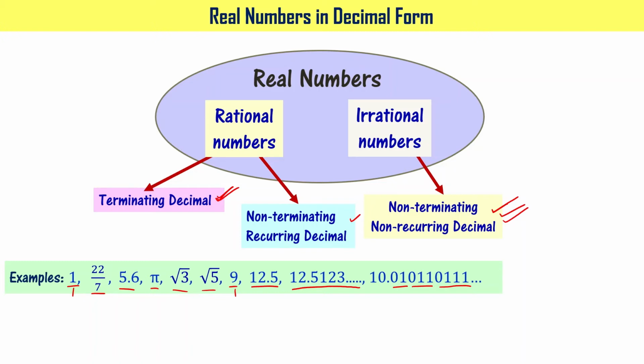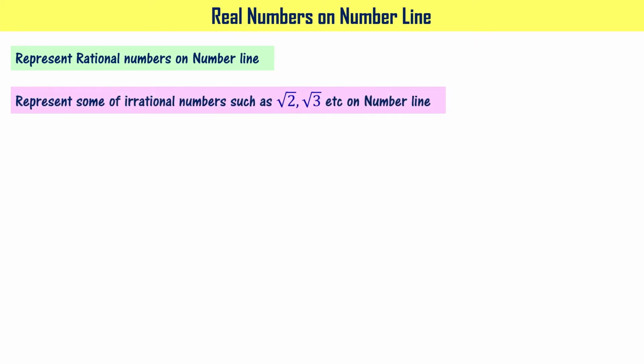Looking at this, what we could say is all the real numbers can be expressed in decimal form, right? Let's take a note of that. We can represent rational numbers on the number line, right? And we could represent some of the irrational numbers such as root 2, root 3, etc. on the number line. This is what we have learned, right?